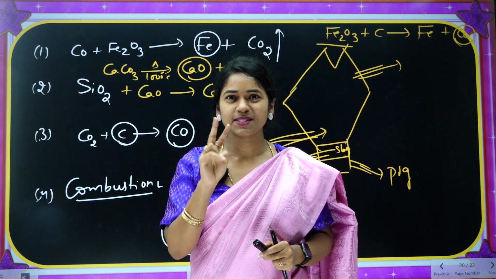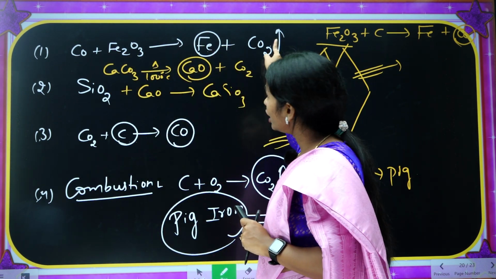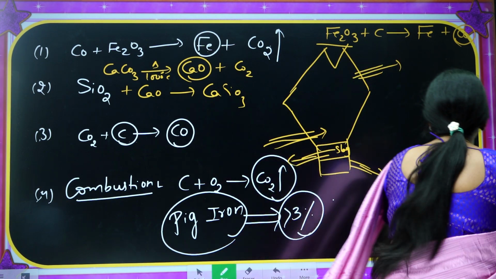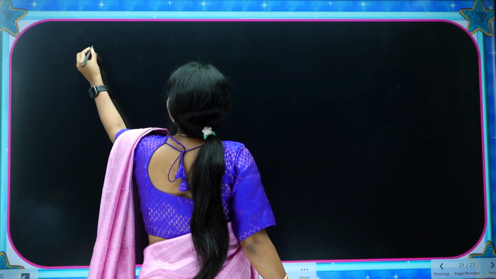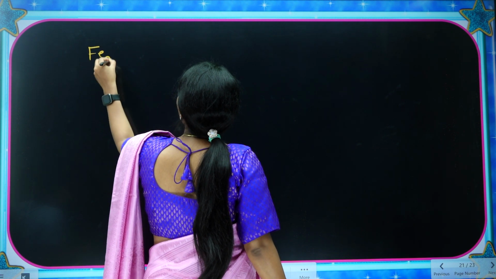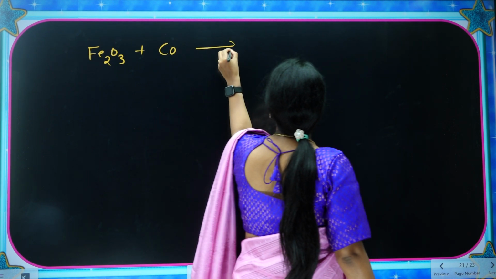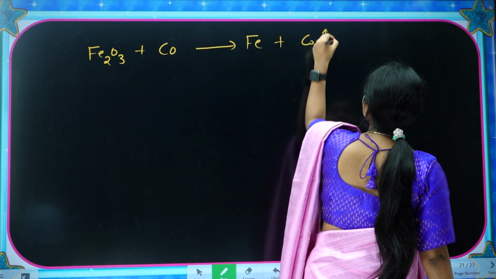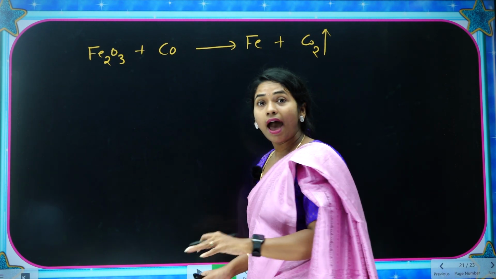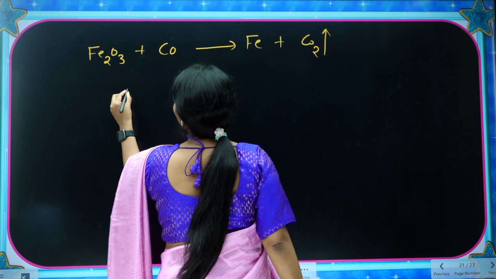And another second super point I want to tell you, this reaction which I am showing on the screen. CO is reducing Fe2O3 into Fe, I told you, correct? And CO2 is the waste gas. But this is not a single reaction. Actually, this reaction takes place in 3 steps. Now I am going to show you those 3 steps.